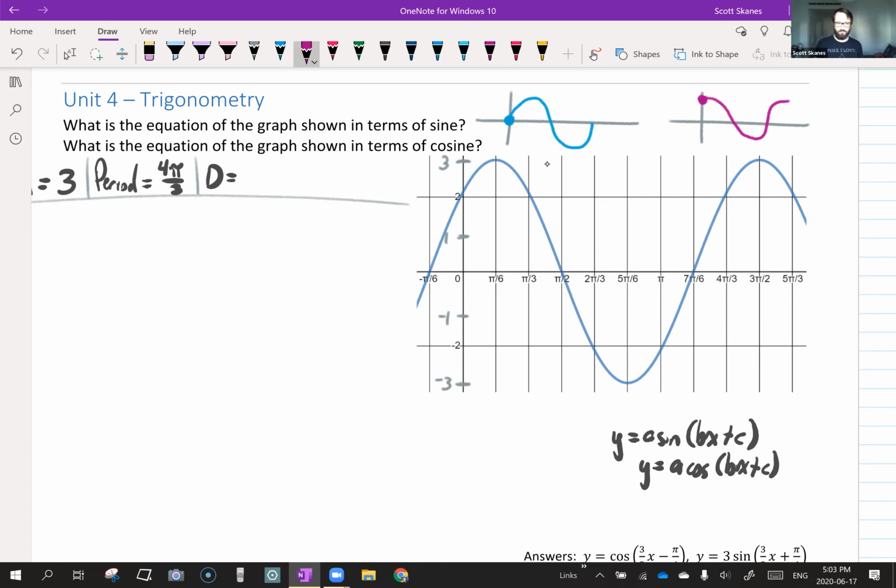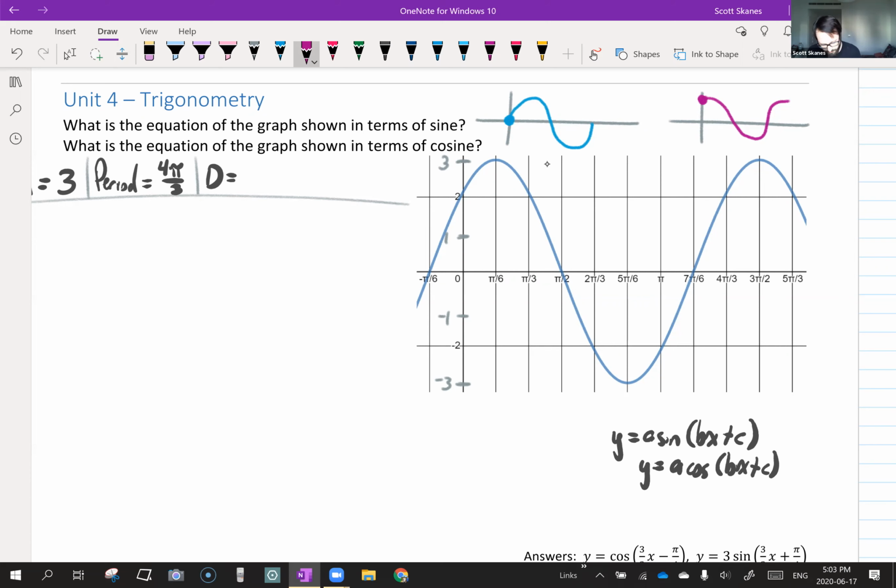Not sure exactly what you mean. Sine is 0 and the cosine is 1. Yeah. So sine, the y-intercept is at 0 here. For cosine, the y-intercept is at 1. And that's what you go by. Yeah. So let's not make a long story longer.